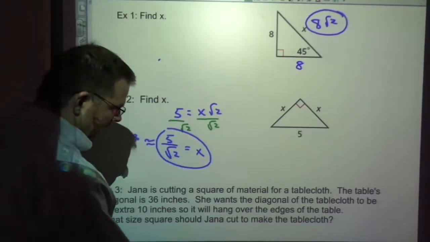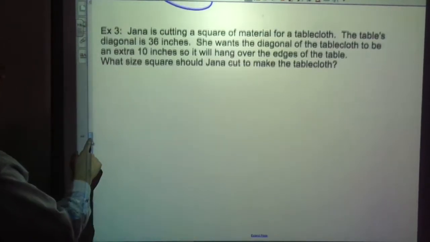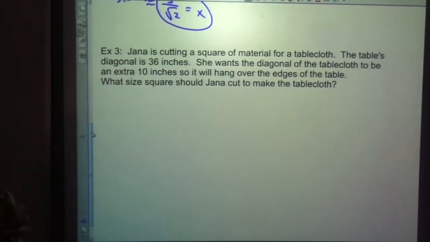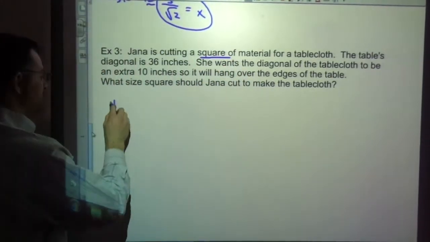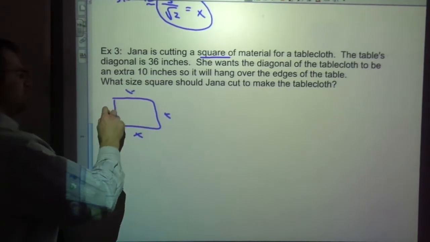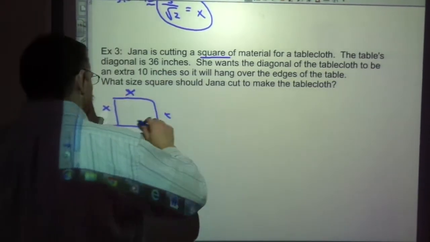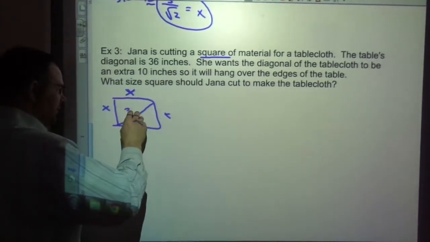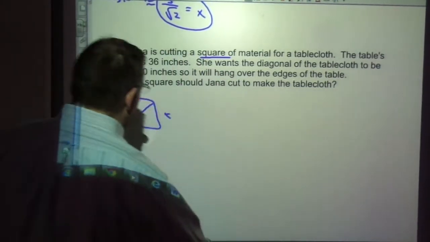Okay? And the last one, we've got a word problem here. Jan is cutting a square of material for a tablecloth. So we've got a square. That's an important word. Something's going to be x, x, x, x, right? The table's diagonal is 36 inches. Okay, so we've got the table, and its diagonal is 36 inches. She wants the diagonal of the tablecloth to be an extra 10 inches. So it'll hang over. So it needs to be a little bigger.